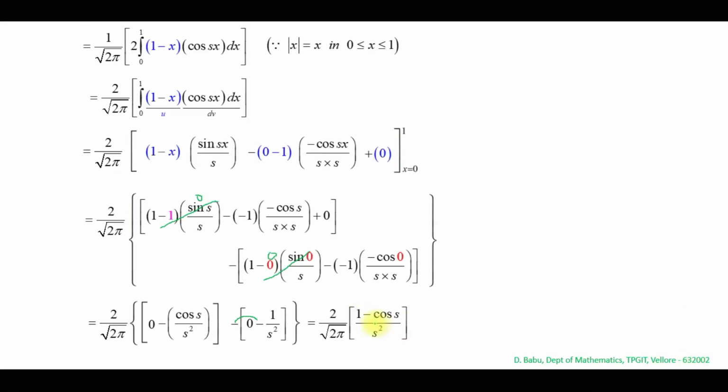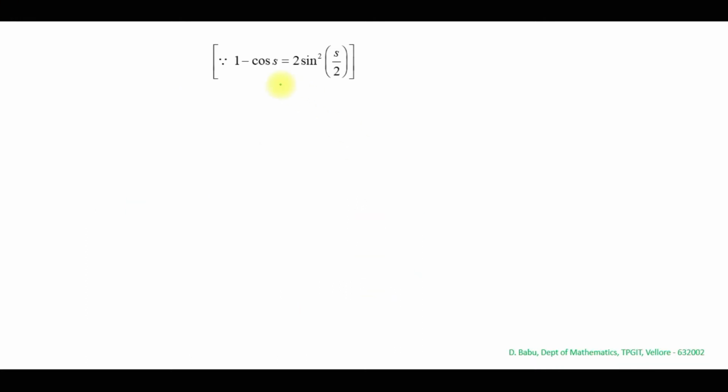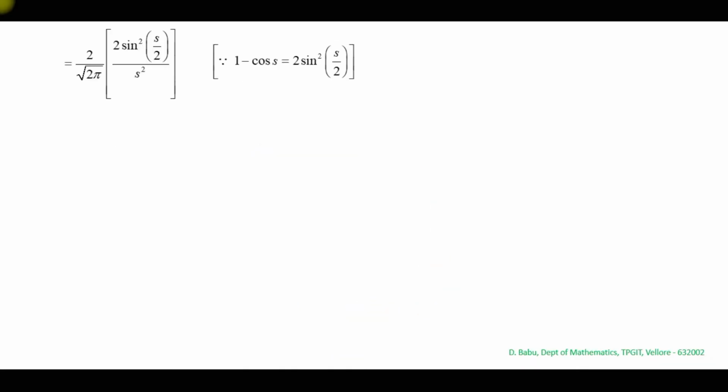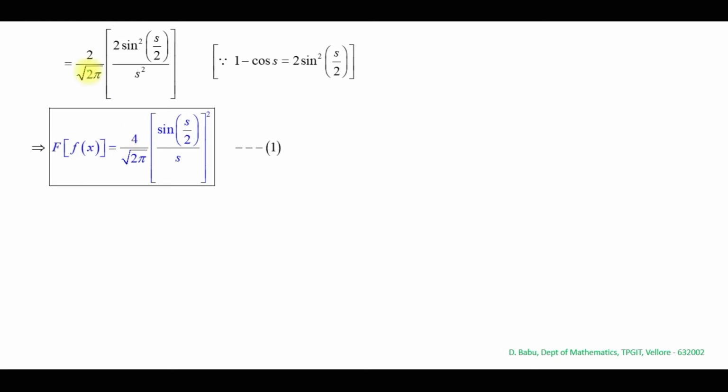Therefore, we have to convert this 1 minus cos s into sine. We know that 1 minus cos s is equal to 2 sine square s by 2. So substitute here: 2 divided by square root of 2 pi, times 2 sine square s by 2, divided by s square. This can be written as 2 into 2, 4, divided by square root of 2 pi, times sin s by 2 divided by s, the whole square. So this is the first part of this problem. Take this as equation number 1.